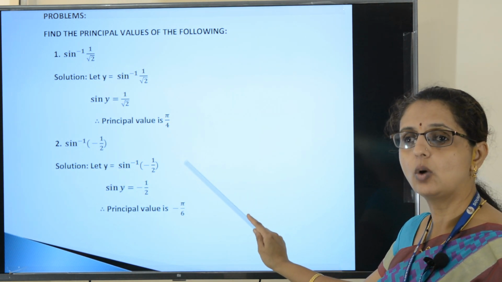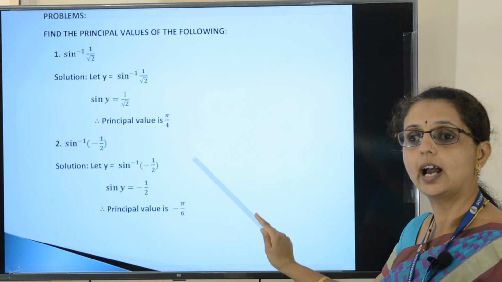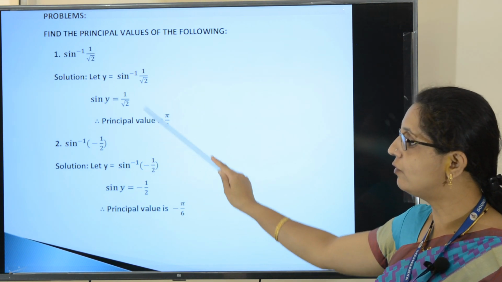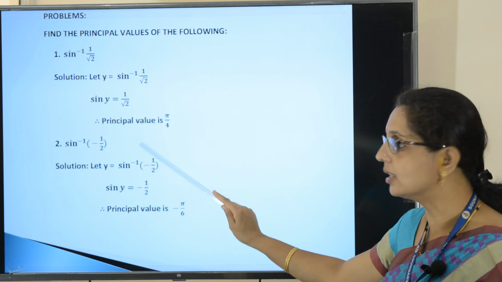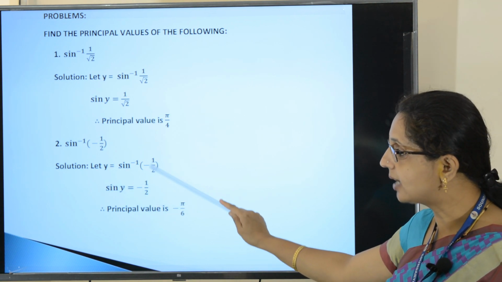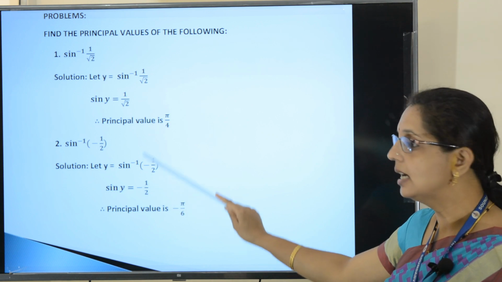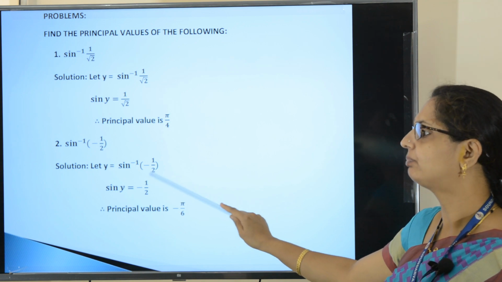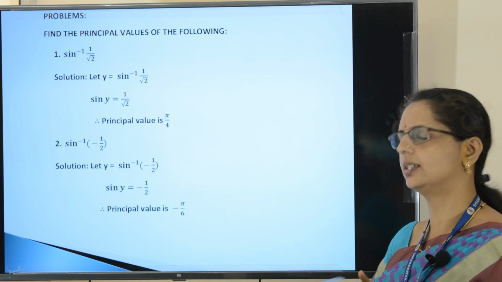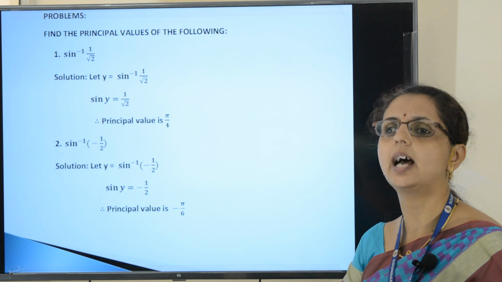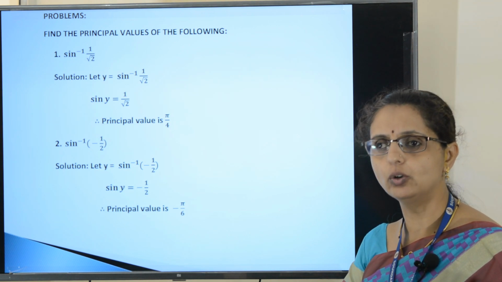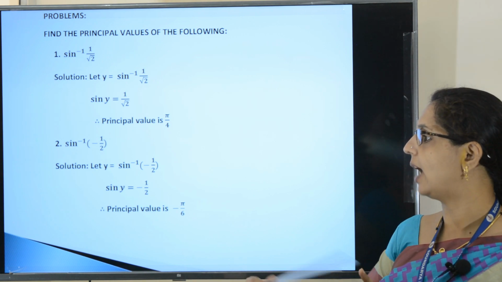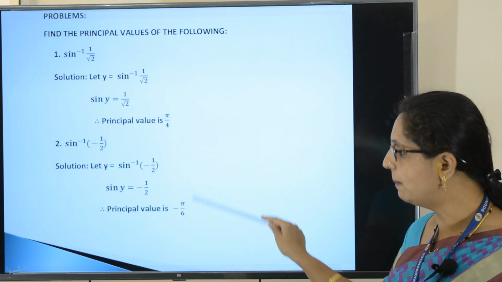Let y equal to, as usual, sine inverse of minus 1 by 2. Sine inverse, I will shift it to LHS, it becomes what? Sine y, and that minus carries over, it remains as it is. Sine y is equal to minus 1 by 2. For a while, let us forget this minus and think it is only sine y equal to 1 by 2. When sine y is 1 by 2, what will y be equal to? Y will be equal to pi by 6.